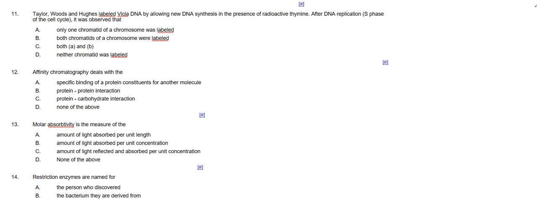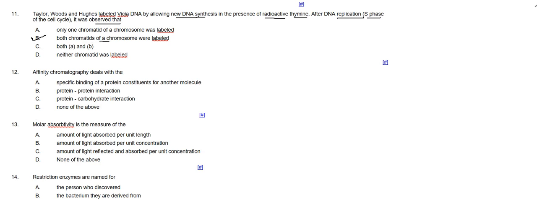Taylor, Woods and Hughes labeled DNA by allowing new DNA synthesis in the presence of radioactive thymine. After DNA replication, in the S phase of the cell cycle, it was observed that both chromatids of the chromosome were labeled.